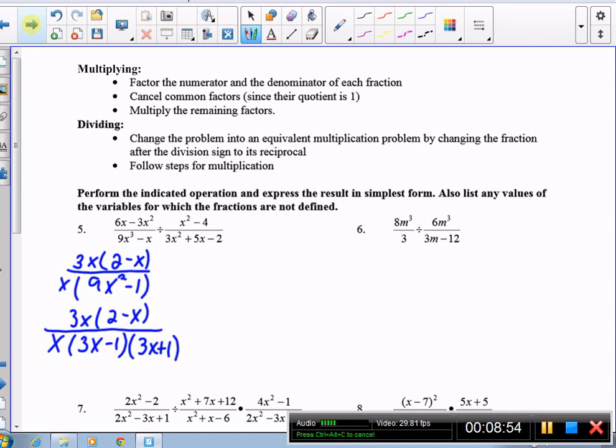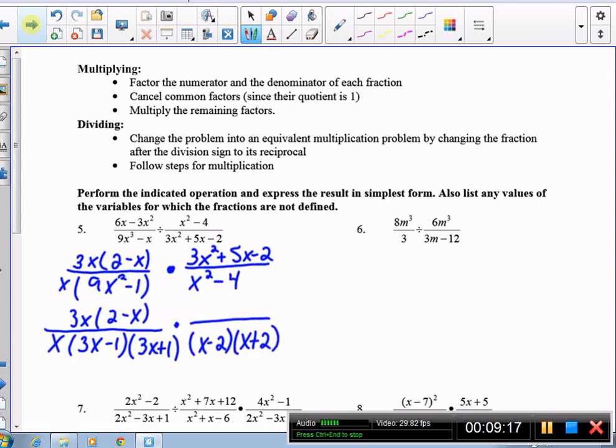You see, you've got a difference, and every term in the binomial is a perfect square. I'm going to multiply by the reciprocal, so I'm going to be placing the x squared minus 4 in the bottom, and the 3x squared plus 5x minus 2 in the top. When we factor the denominator, that's x minus 2 times x plus 2, difference of perfect squares. And then the numerator is that trinomial factoring where the leading coefficient is larger than 1.